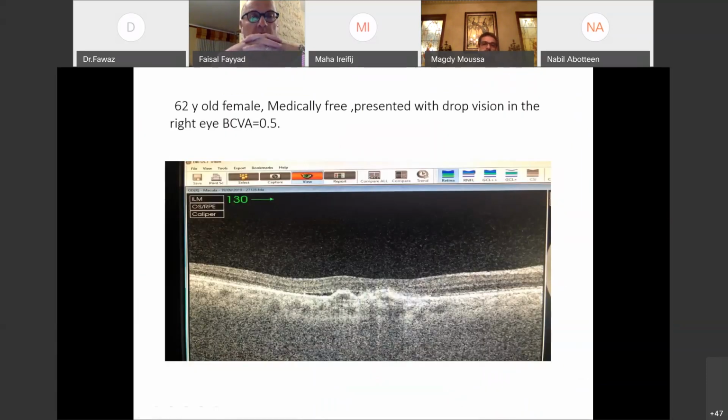It's a 62-year-old female, who presented to me with a drop of vision in the right eye. The best corrected vision was 0.5 in the right eye. The left eye was completely normal. And this is just the OCT, and we can find two areas of RPE detachment, and there is some subretinal fluid here. So again, what kind of investigation can help me in the diagnosis?